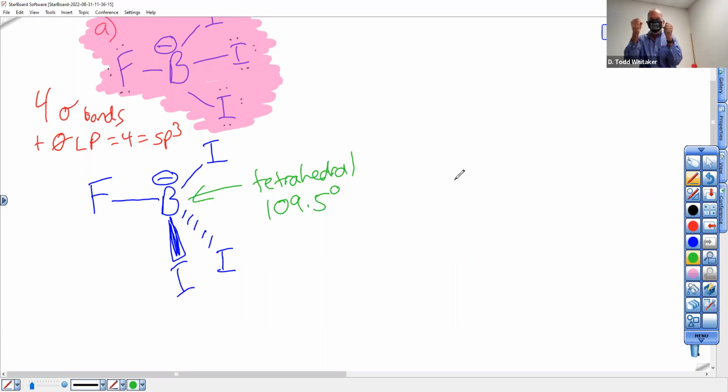Here's atom A and atom B. Atom A has a higher electronegativity now. That means the electrons are closer to A than they are to B. There's a dipole. This is a slightly negative ion.